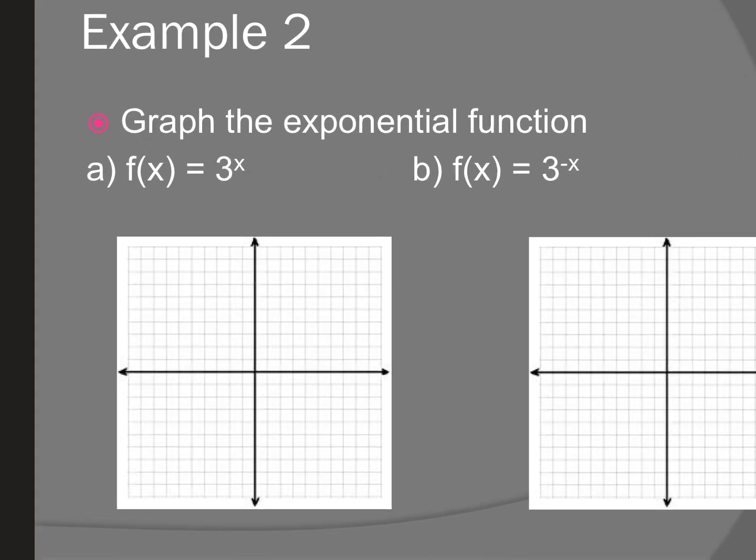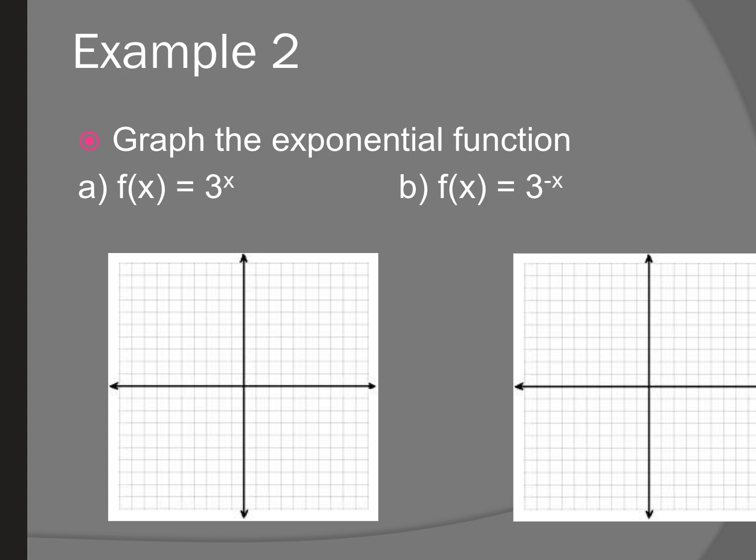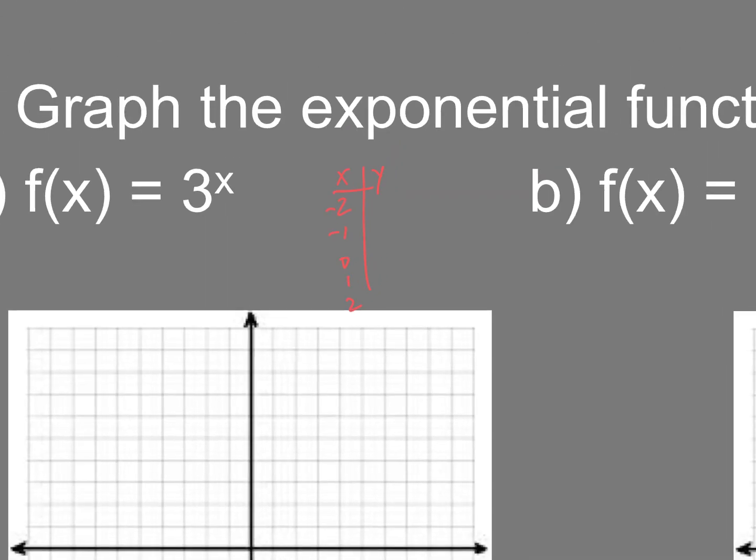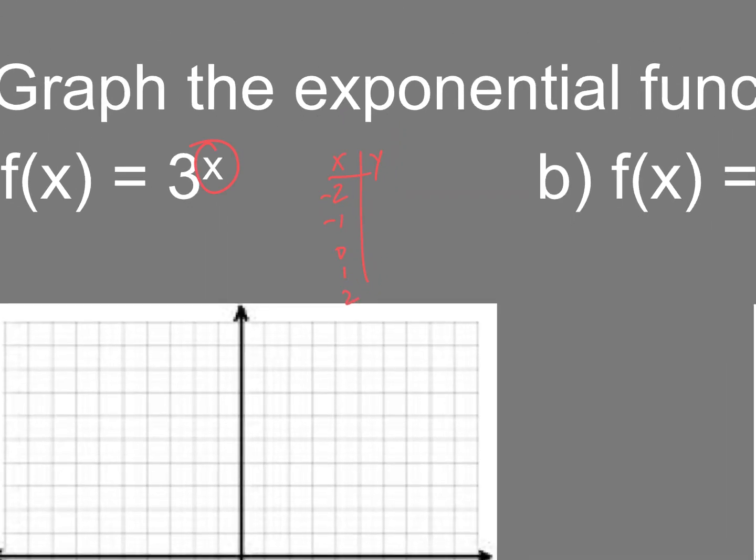I'm not going to physically graph these because you guys can handle plugging in a table of values. But when you're asked to graph by hand, or if they tell you to do it on WebAssign, make a table of values. Plug in for x and y, two negative numbers, so -2, -1, 0, 1, and 2. Plug it into your exponent and see what happens.